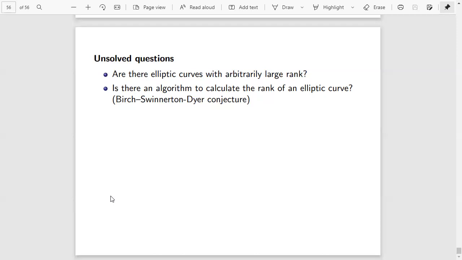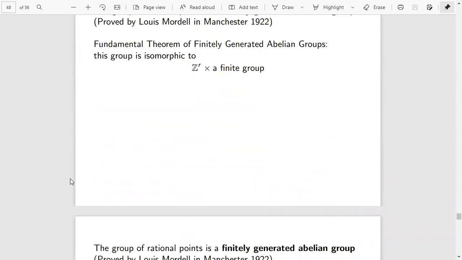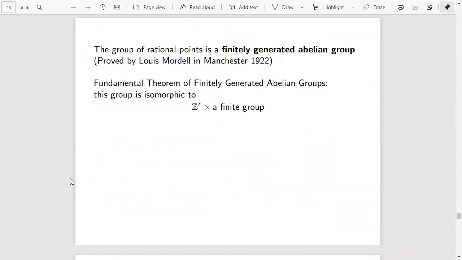Please could you re-explain what the rank means in this context? Oh yeah, okay. So we had this theorem that we had an abelian group, and the theorem tells us that it has to look like something of this form, a product of Z to the r with a finite group. We're going to ignore the finite part, and we're going to say the rank is this number that appears in the Z to the r.